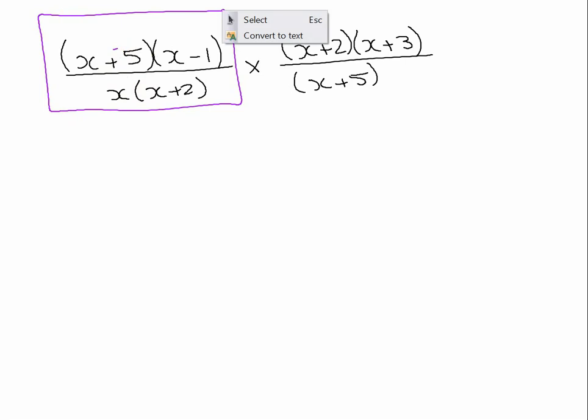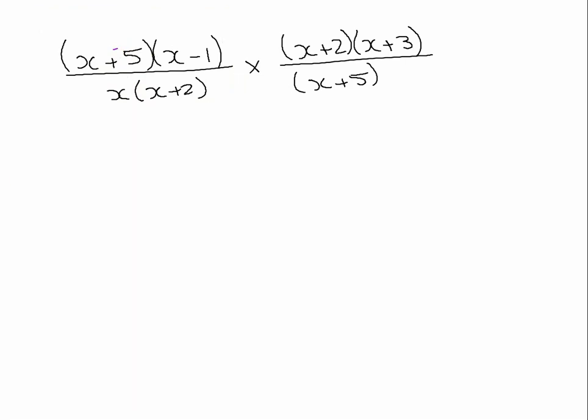So we have to look across to the other one. I'm just going to get rid of that box now. So is there any x plus 5s on the bottom? Oh yes, there is. So let's divide top and bottom by x plus 5. Now let's have a look at the bottom of this one. I've got x plus 2s here, so I can divide top and bottom by x plus 2s. Is there anything else I can cancel?